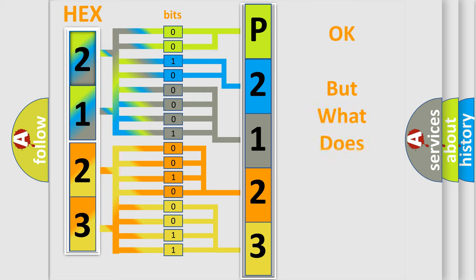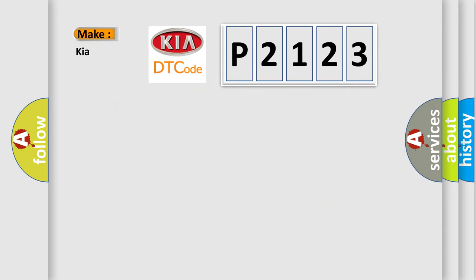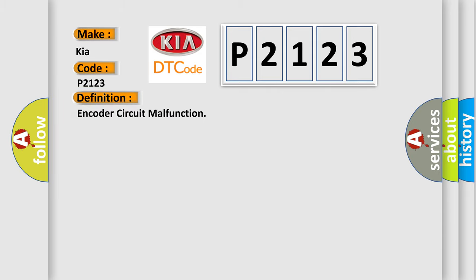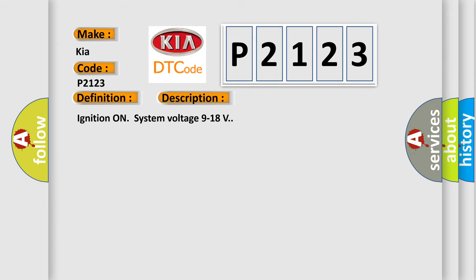The number itself does not make sense to us if we cannot assign information about it to what it actually expresses. So, what does the diagnostic trouble code P2123 interpret specifically for Kia car manufacturers? The basic definition is encoder circuit malfunction. And now this is a short description of this DTC code. Ignition on system voltage 9 to 18 volts.